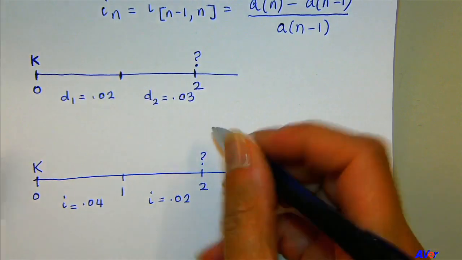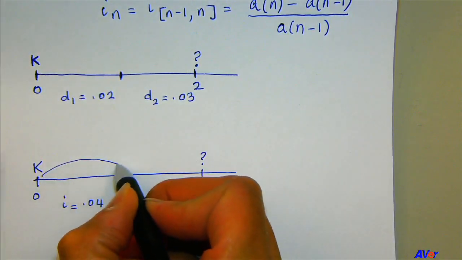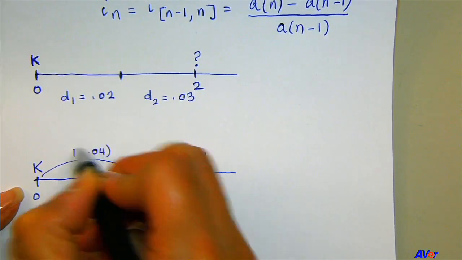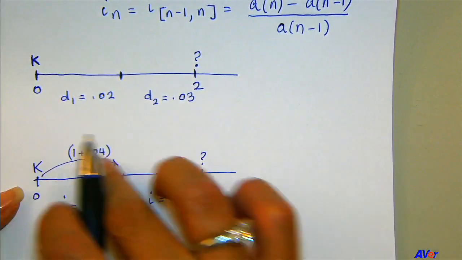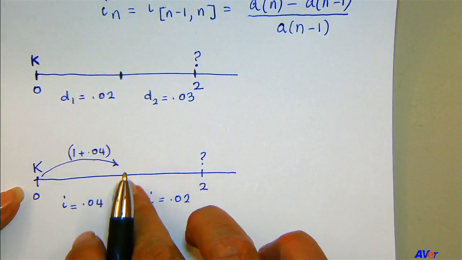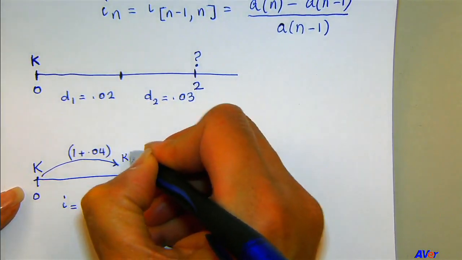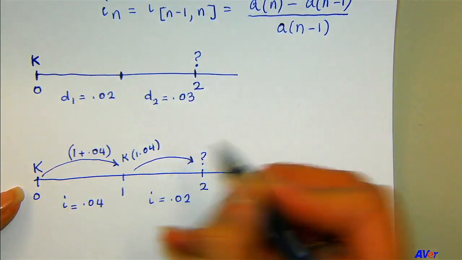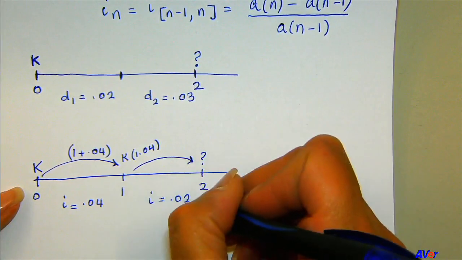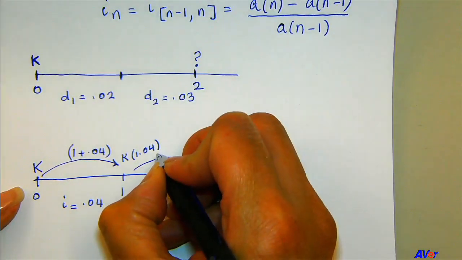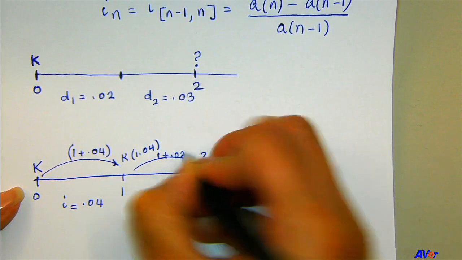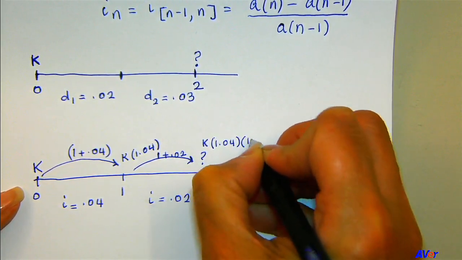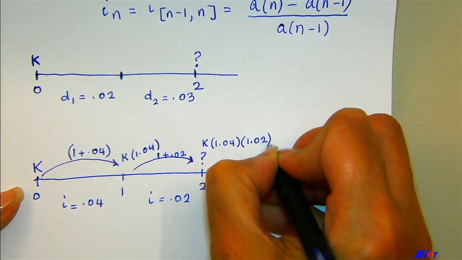Yeah, so to go from here to here, I would times by 1 plus 0.04. Right? That's what I apply to K to get this amount here. So at time 1, I will have K times 1.04. And then to go from here to here, I will apply an interest rate of 2%. So I'm multiplying by 1 plus 0.02, and I'm going to end up with K times 1.04 times 1.02. Do you agree with this?